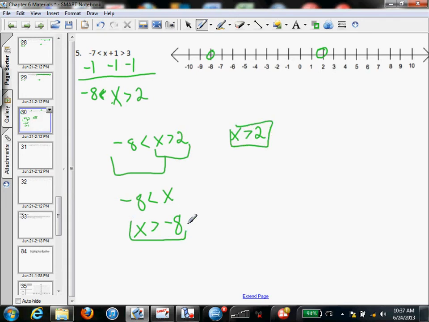So here are two pieces of the inequality we have to work with. For this first piece, x is greater than 2. So we're using our arrow. We color in everything to the right of 2. With x is greater than negative 8, excuse me, we have also going in this direction as well, except we will not color in that dot. Make sure that your graph looks like this one on the screen.